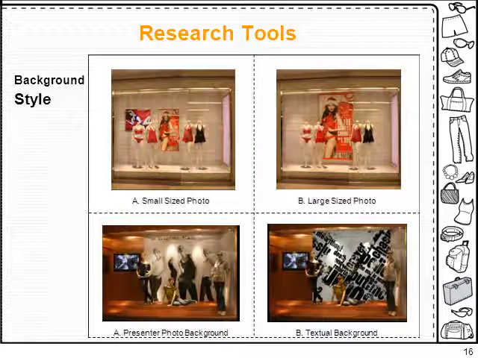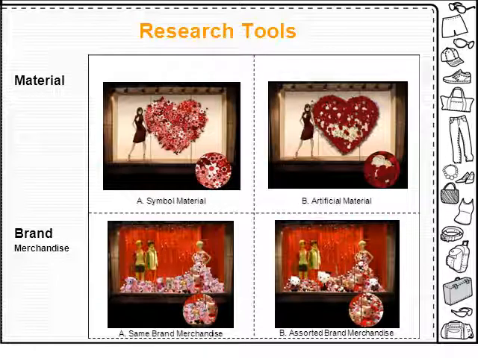For the background style, there were backgrounds of textual and presenter photos. Another indicator affecting the customer's preferences is the photo used. There are two sizes of photos, large and small. Here is the material used as design elements. Materials could be divided into two types, simple and artificial. What's more, merchandising display also has an impact and could be classified into two types, single brand merchandise and assorted one.